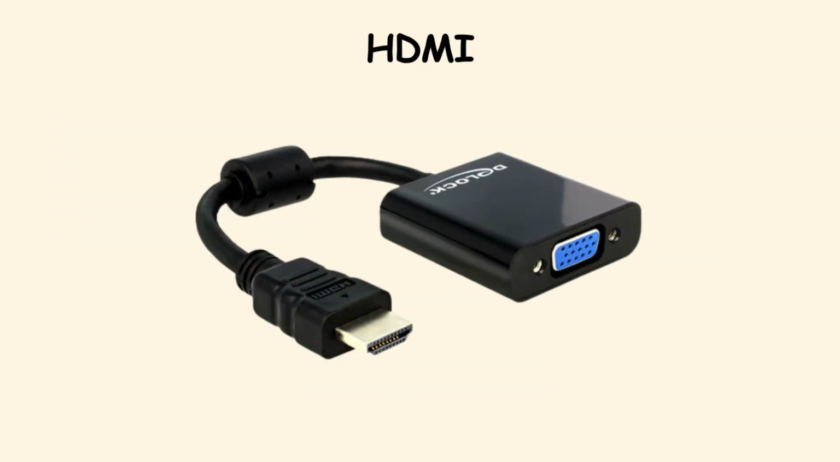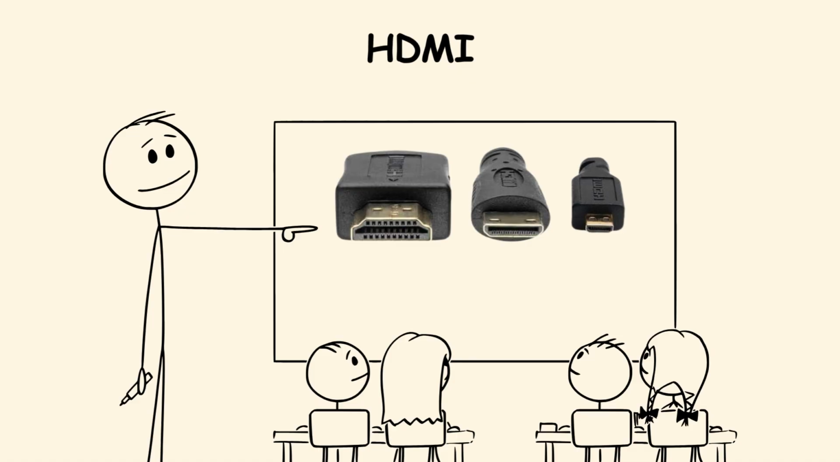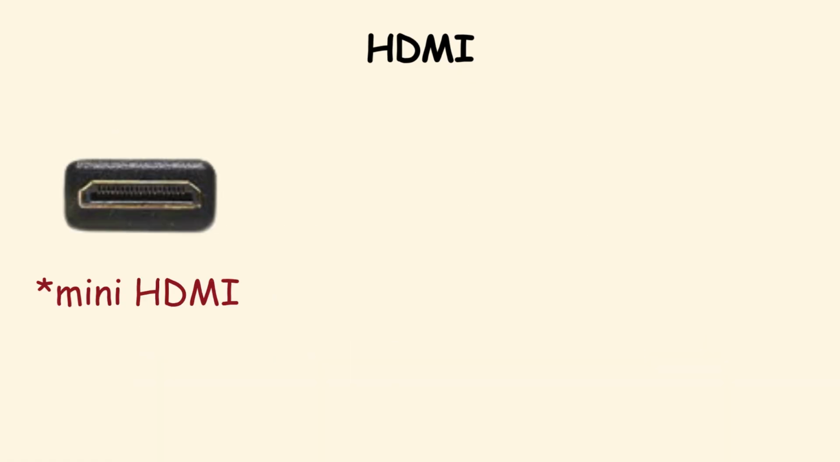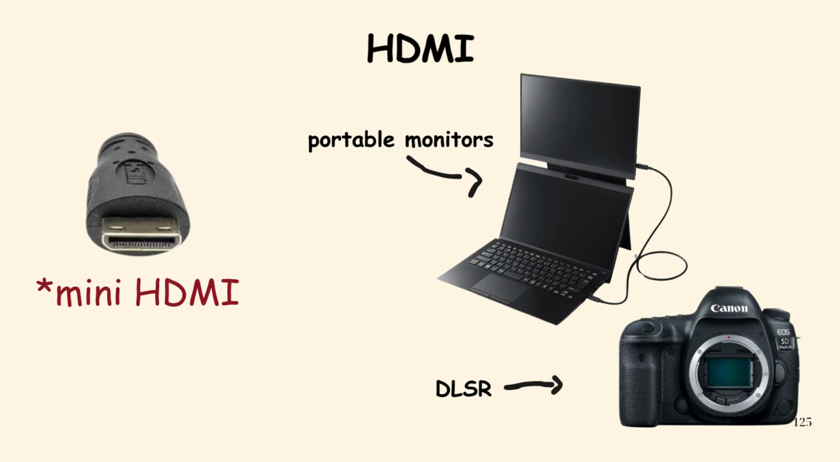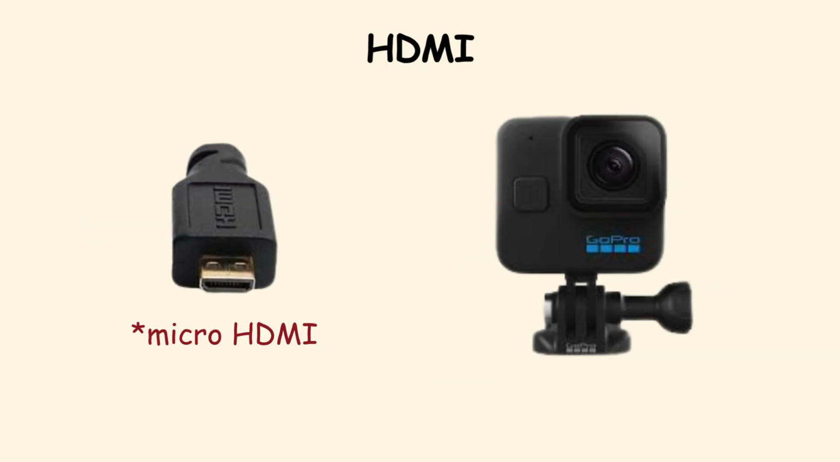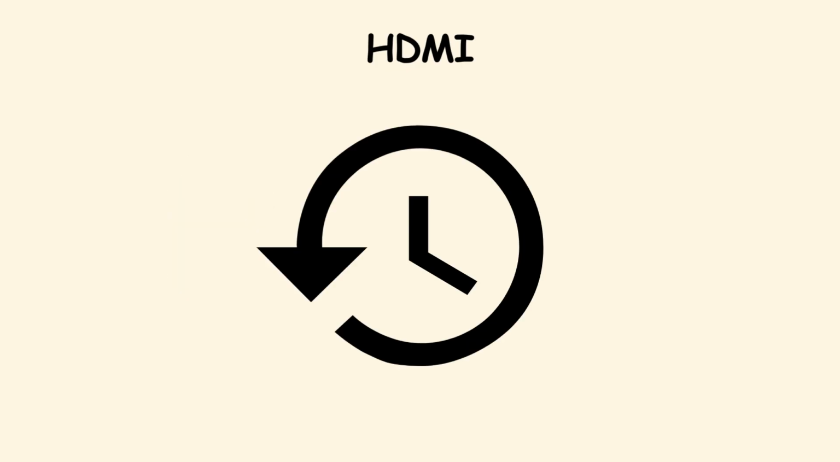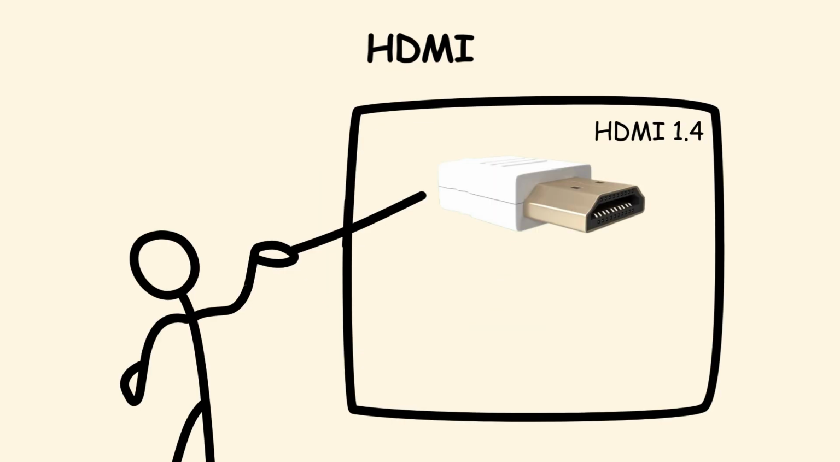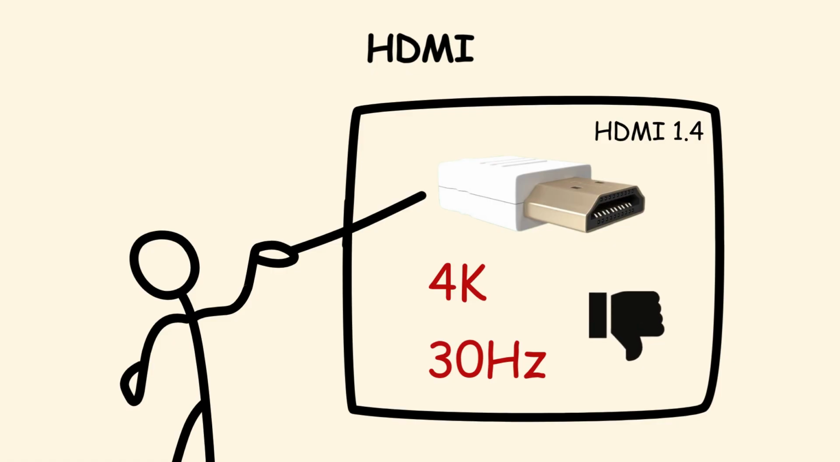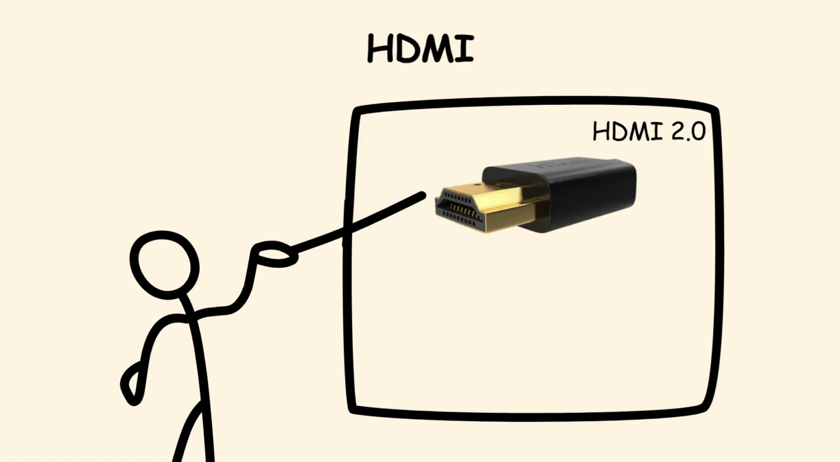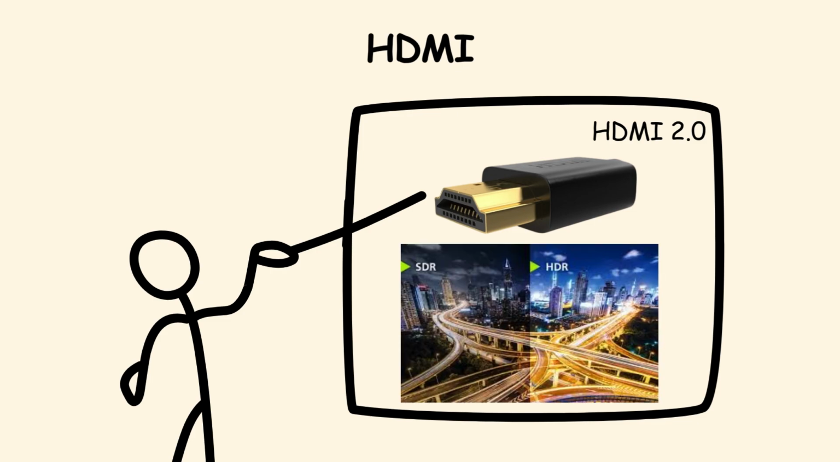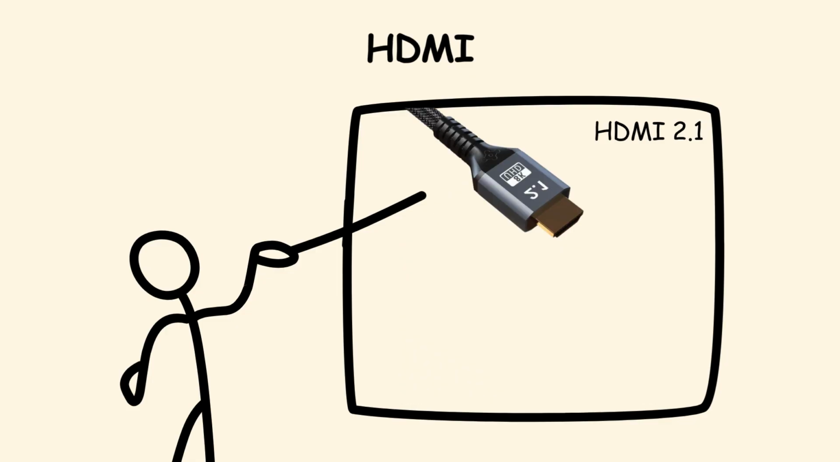Besides the standard HDMI you see most often, there are smaller versions too. Mini HDMI, which shows up on portable monitors or DSLR cameras, and Micro HDMI, which you'll find on small devices like GoPro action cameras. HDMI has gone through several versions. HDMI 1.4 supported 4K resolution, but only at 30 Hz, which isn't ideal for smooth motion. Then HDMI 2.0 improved that to 4K at 60 Hz, and it also added HDR support for better colors and contrast. The latest HDMI 2.1 is a huge leap.